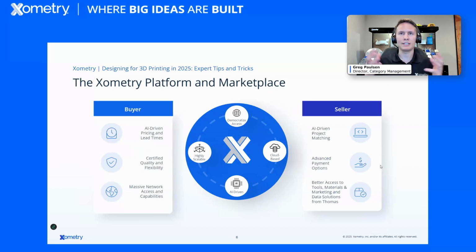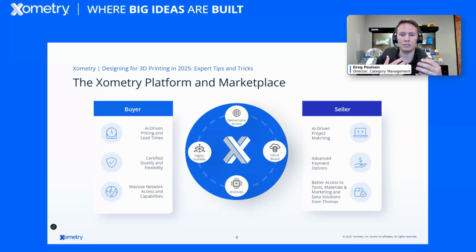Our platform marketplace, like I said, is that two-sided buyer and seller. What really knits it together is our AI integration. We have a platform called the Xometry Instant Quoting Engine for our customers. It's a single one-stop shop where you can go and upload your technical files and get pricing and lead time right away.